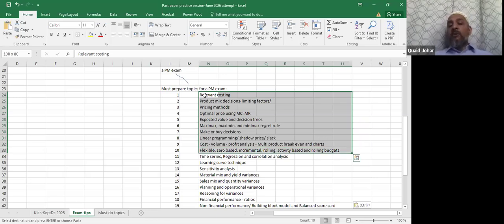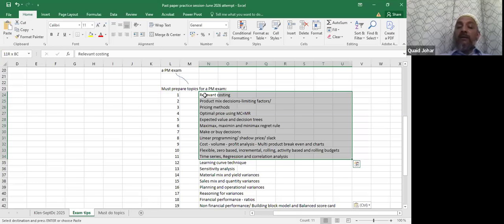Then you should know the types of budgets, how to make these types of budgets: flexible, zero-based, incremental, rolling, activity-based budgets. Then you should know time series analysis to forecast the sales, regression analysis to forecast cost, learning curve technique, very important, very, very important. Sensitivity analysis, mix and yield variances, this comes under the budget section. Then sales mix and quantity variances, planning and operational variances, reasoning for the variances, financial performance ratios.